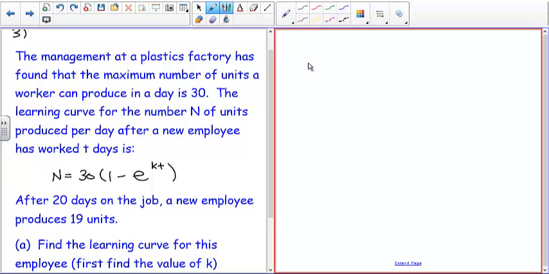Okay, so what we're going to do is say n of 20, which is 20 days, is equal to 19. So that's the number of units produced. The maximum produced is 30. Not 30 days, but 30 units if you are super trained. You work there for years and years and years.